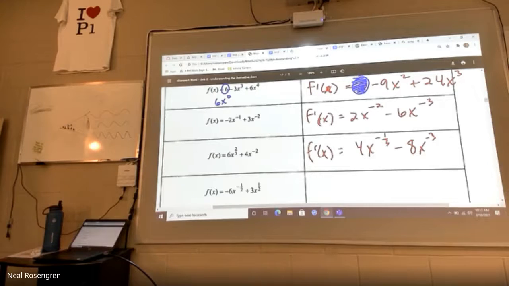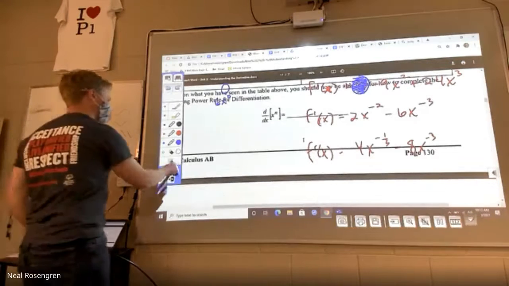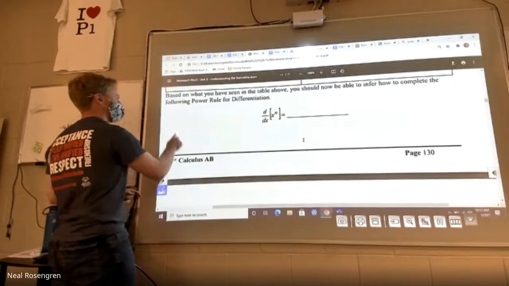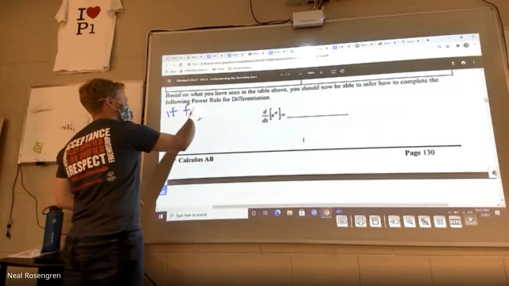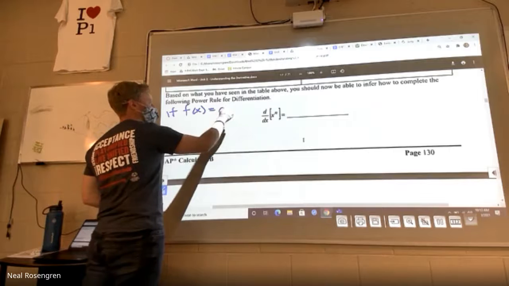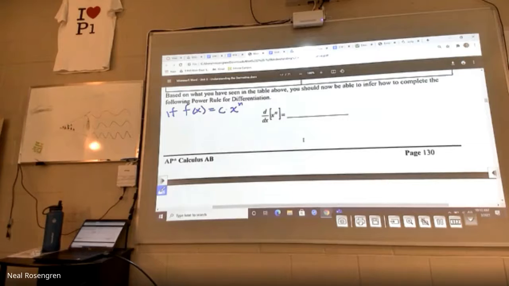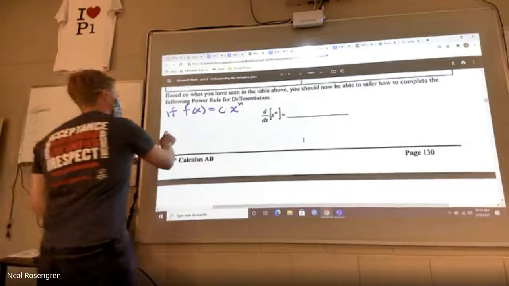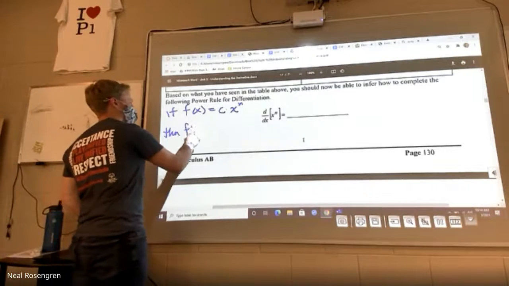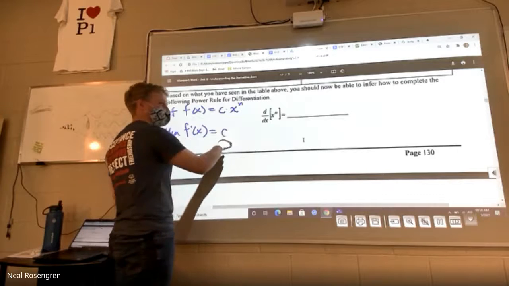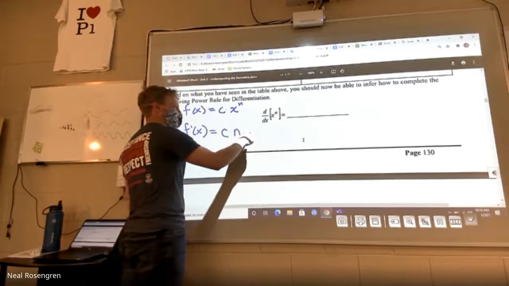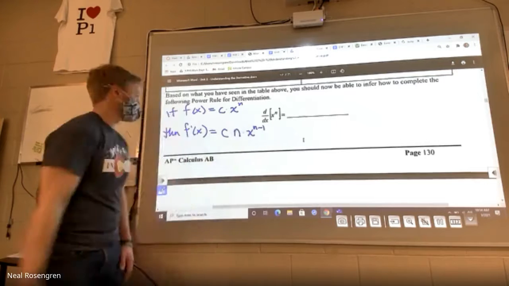And so we wrote it down over here, I think, yesterday. We said, if we've got some function, c times x to the n, some constant, some coefficient, times x to some power, you can just go term by term. I'm not taking the derivative of the whole thing all at once, just one term at a time. Then f prime of x, we take that coefficient, multiply it by the exponent, and decrease the exponent by 1. That's the power rule.